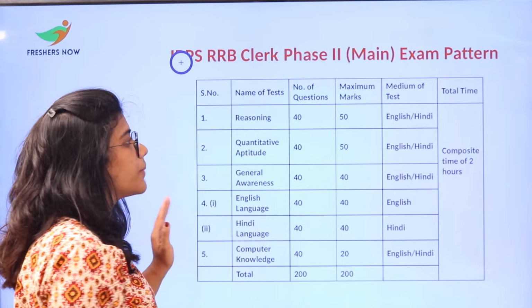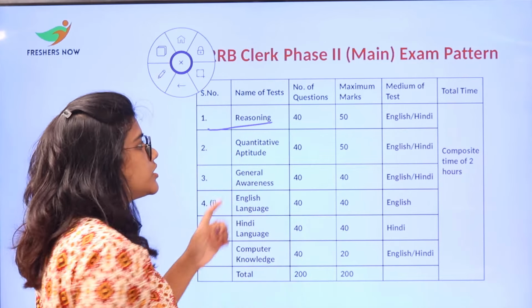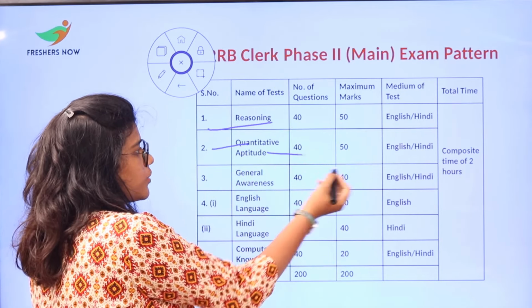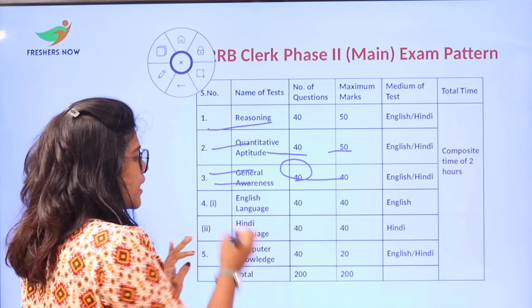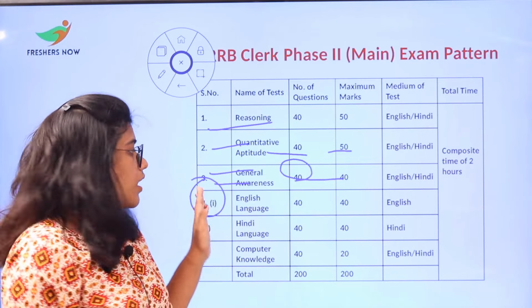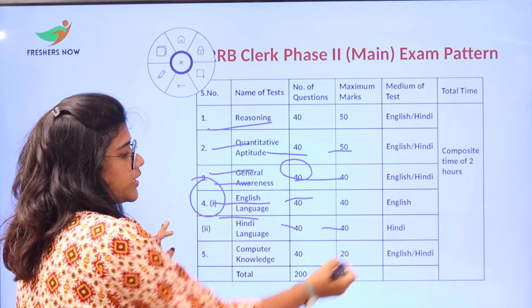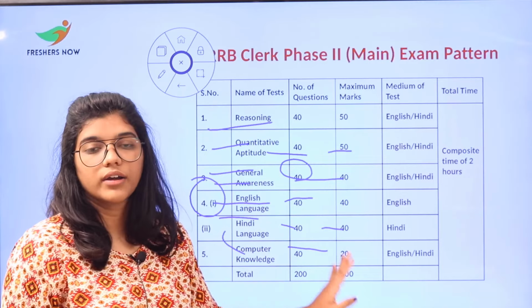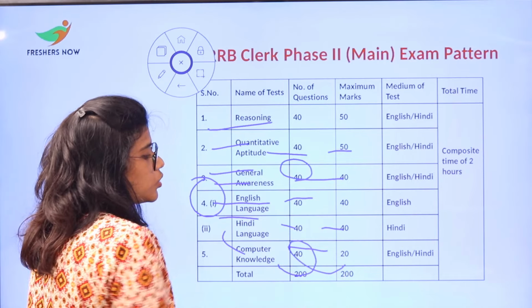Heading over to the mains examination, you will have 5 different sections, which are the reasoning section, 40 questions for 50 marks, and the quantitative aptitude section, 40 questions again for 50 marks, and the general awareness section, 40 on 40 again. Now in the fourth section, you will have 2 separate sections. Number 1 is the English language section for 40 and 40. For the Hindi language section again, you will have 40 and 40. For computer knowledge, there are 40 questions, with the weightage of marks being only 20. Total 200 questions for 200 marks.